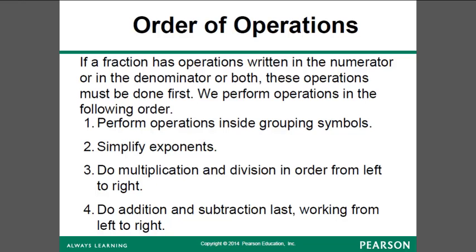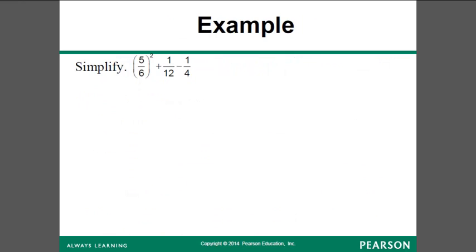But if a fraction has operations in the numerator or in the denominator, or both, these operations must be done first. We must simplify the numerator and simplify the denominator before we simplify the entire fraction itself. Inside the numerator and denominator, we follow the generic order of operations themselves. So let's look at some examples.